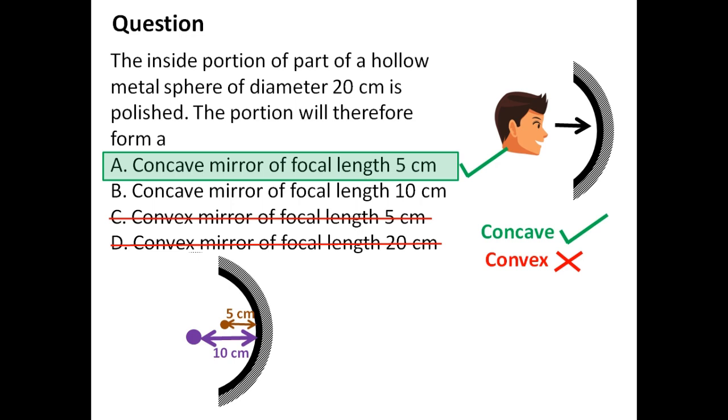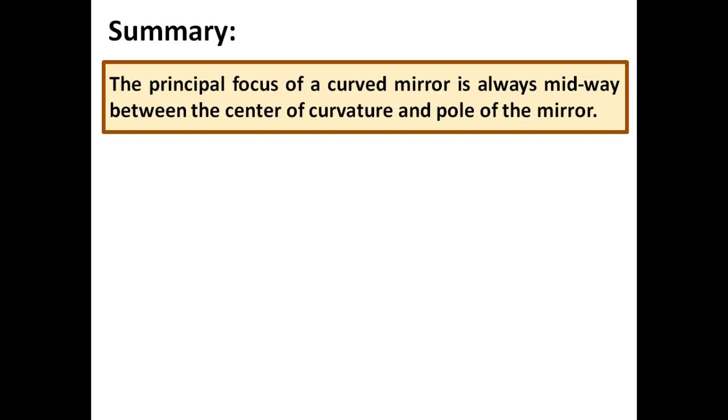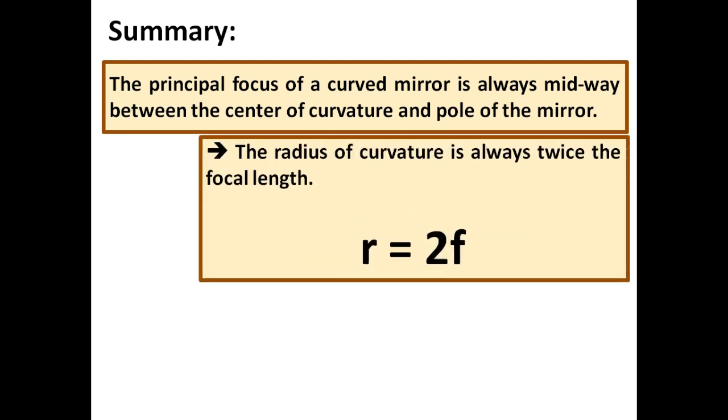Now, can you give a summary of something you learned from this class? Yes, I learned that the principal focus of a curved mirror is always midway between the center of curvature and the pole of the mirror. In other words, the radius of curvature is always twice the focal length.